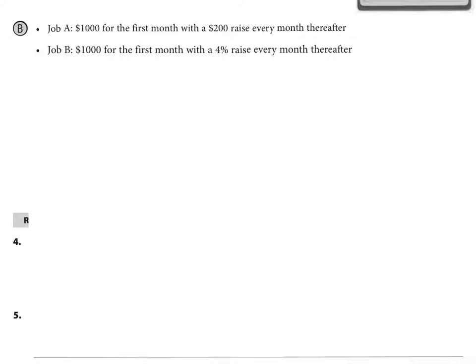All right, here's another one for us to write just so you feel a little bit better. So when you read job A, all right, they give me a starting value, a rate of 200 every month. Since that's a constant rate, that is going to be linear. So again, I'm going to write y equals mx plus b. So for job A, I've got y equals 200 as my rate, 200x, plus my starting value of 1,000.